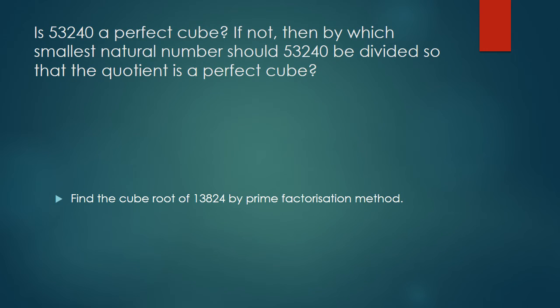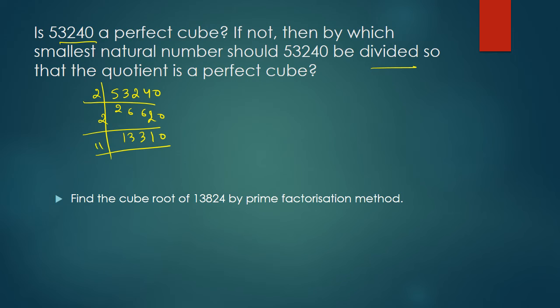Again, you have to find out whether it is a perfect cube or not. Then what should be divided? Whatever number is left without forming a triplet, you should divide by that number, okay? So how will we do that? Let's take the LCM. 53240. 2 2s are 4, 2 6s are 12, 2 6s are 12, 2 2s are 4, 2 6s are 12, 2 6s are 12, 2 2s are 4 0. 2 1s are 2, 2 3s are 6, 2 3s are 6, 2 1s are 2 2 0. This is clearly 11 cube.